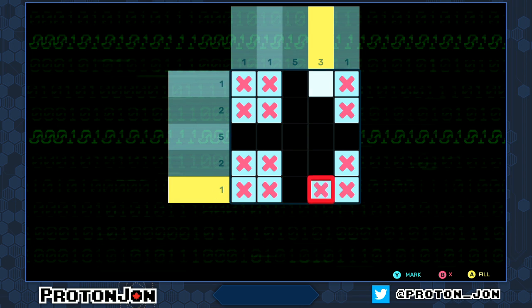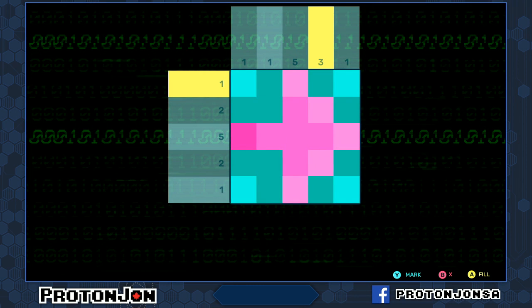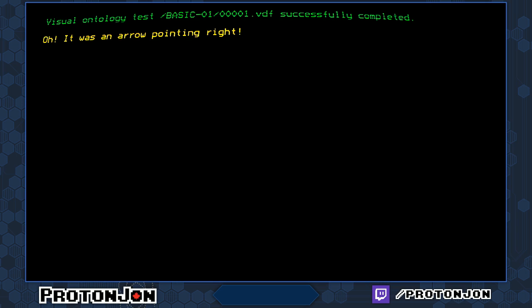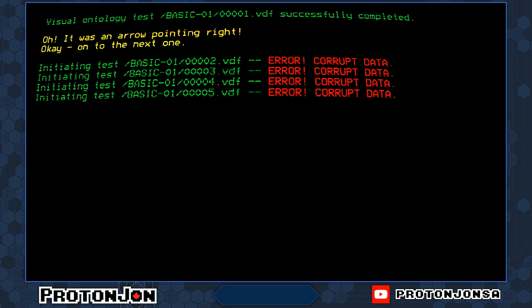Done. Oh, you're gonna make me exit too? Alright. Right! Have I completed the Pokemon Picross game for 3DS? Yes, I have. It was alright. Oh, it was an arrow pointing right. Okay, on to the next one. No, it's still corrupt. That's a lot of corruption.